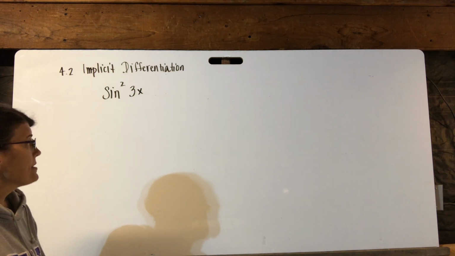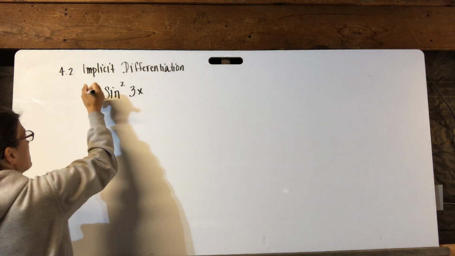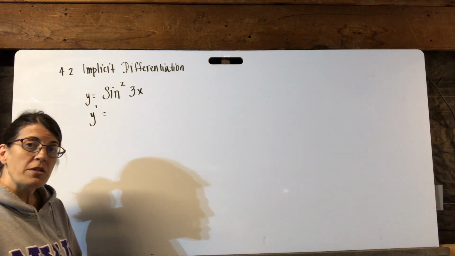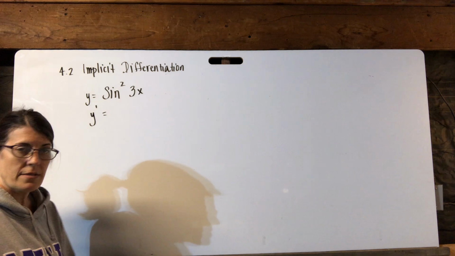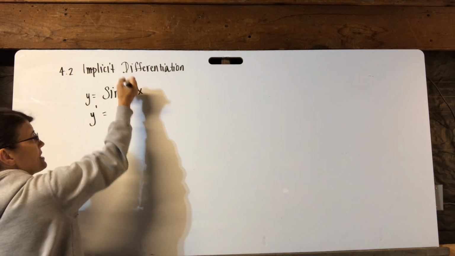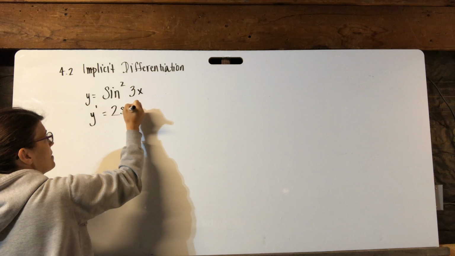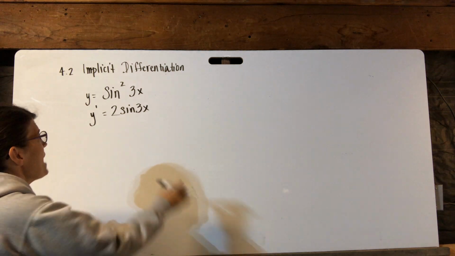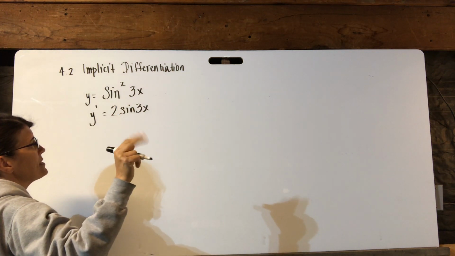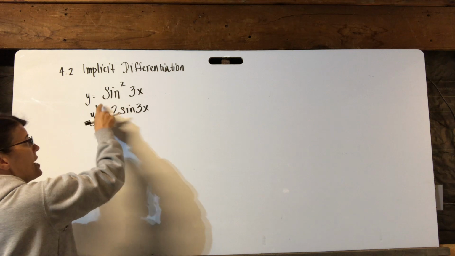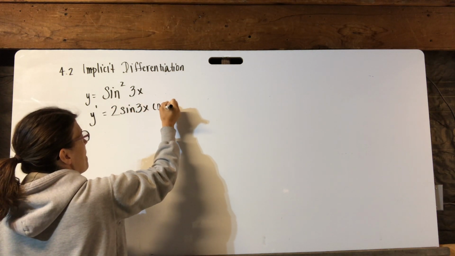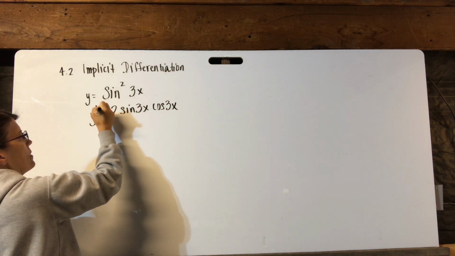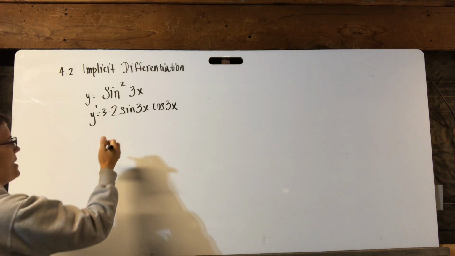If you're going to differentiate something like sine squared 3x, okay, so the derivative of sine squared 3x, power rule, the 2, this is an exponent, becomes a coefficient. Then I have to take the derivative of, quote unquote, what's inside. So the derivative of what's inside would be cosine times 3.